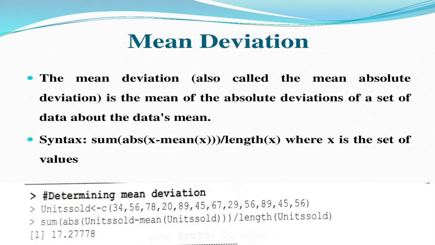The mean deviation, also called the mean absolute deviation, is the mean of the absolute deviation of a set of data about the data's mean. The syntax is sum of absolute of x minus mean of x, divided by length of x, where x is the set of values. An example of mean deviation is given in this slide.